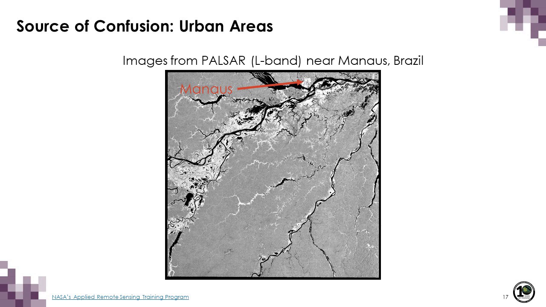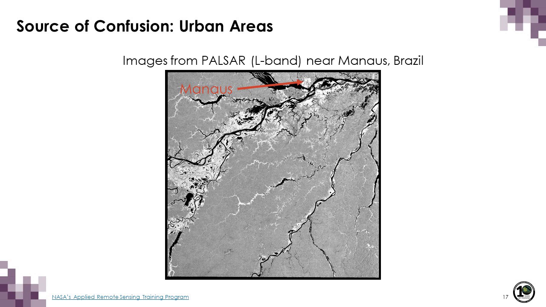The final source of confusion that I want to discuss is when classifying flooded vegetation. Sometimes flooded vegetation can be confused with urban areas. Here we have a PALSAR image containing the city of Manaus in Brazil and its surroundings. Manaus is labeled in the northern part of the image. It clearly shows flooded vegetation as the bright areas around the river.